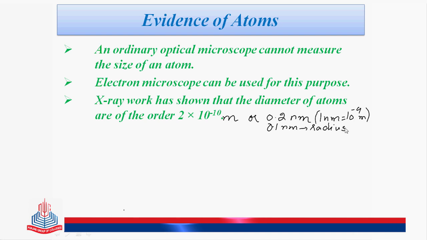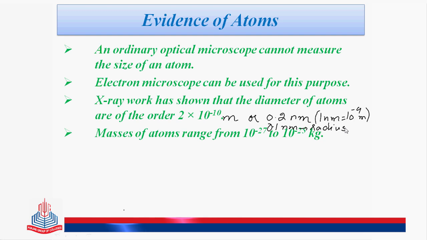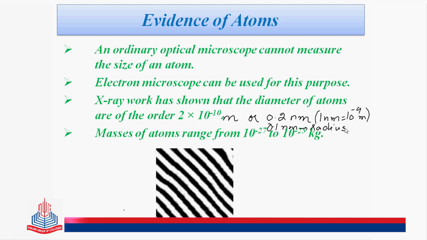Along with that, talking about the mass of an atom, the masses of atoms range from 10 raised to the power minus 27 to 10 raised to the power minus 25 kilograms. Here is the picture of an electron microscope photograph of graphite. This photograph is taken by an electron microscope and has been magnified about 15 million times. The bright lines in this picture are the layers of carbon atoms, whereas the dark lines are the spaces between the layers.